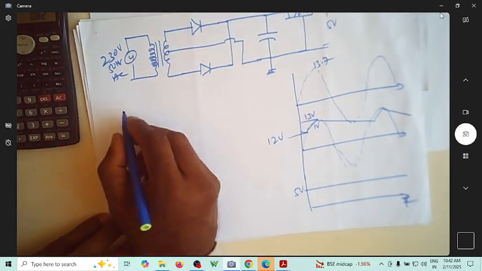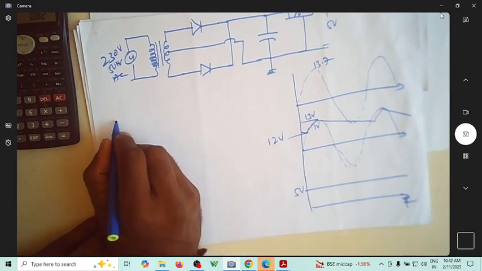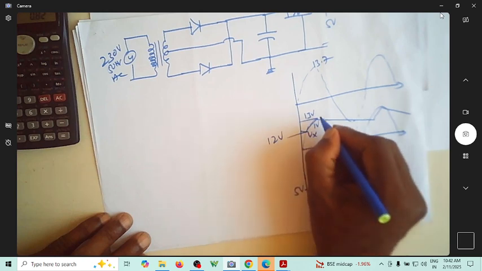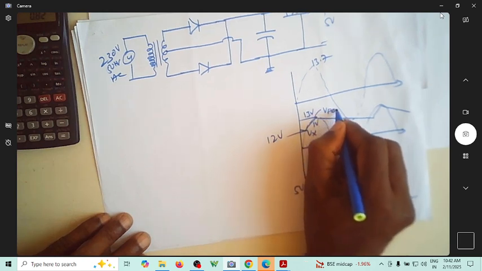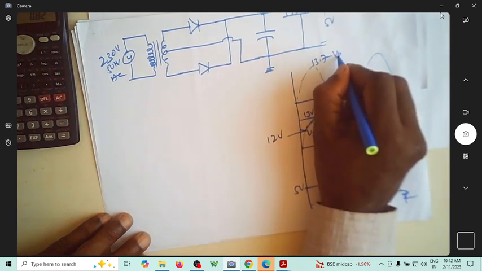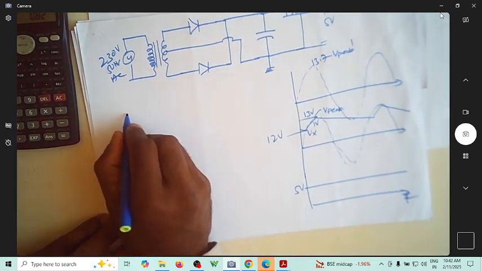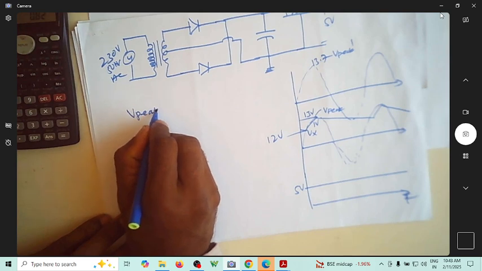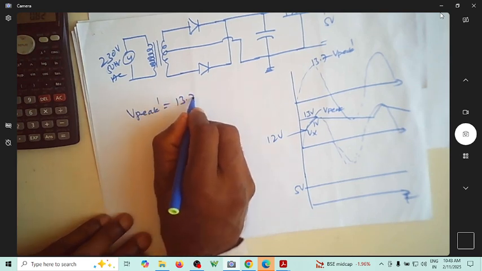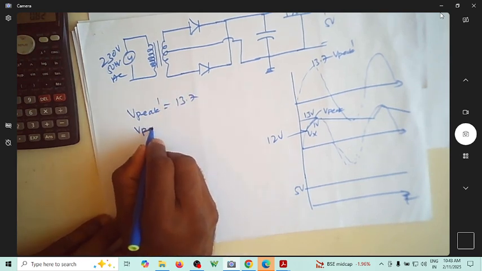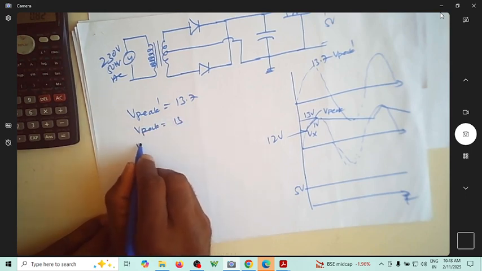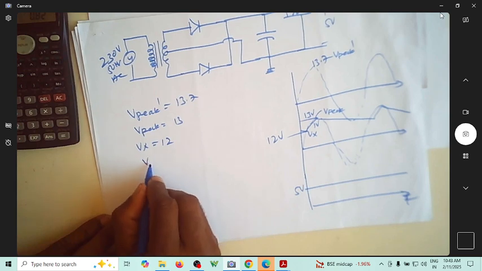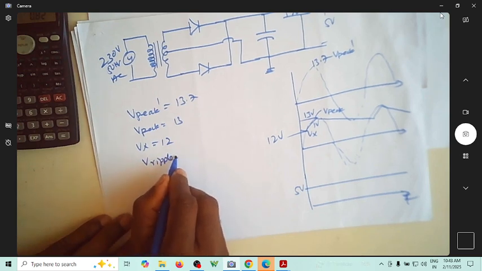How do we find the value of C? Now what is this? We named it as Vx. No, this is V peak. This is V peak dash. So what is V peak dash? V peak dash is 13.7. V peak is 13. Vx is 12. V ripple is 1 volt.